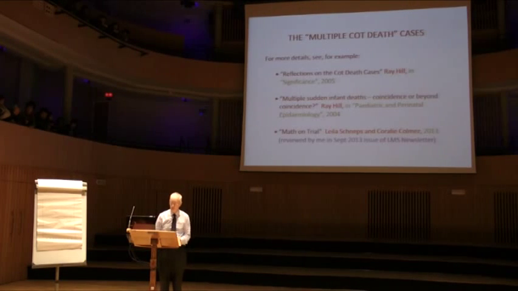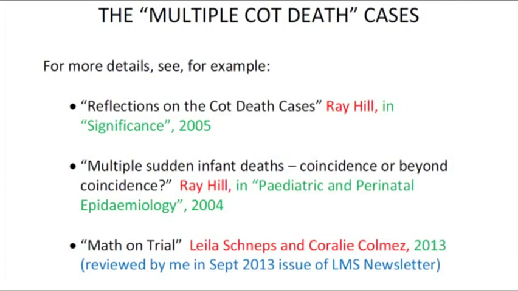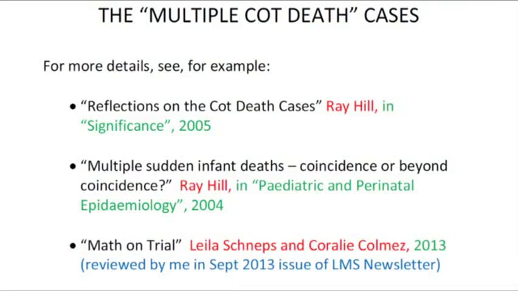Well, let's go on to the multiple cot death cases. These were cases where two or more sudden unexplained deaths of babies occurred in the same family, and the mothers were then charged with their murder. As I've already said, I'm only going to give a brief summary here, but for more details you can read either of my two papers there.